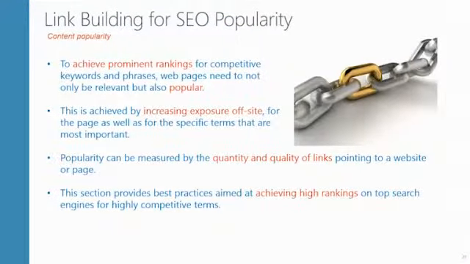So in order to achieve some prominent rankings for competitive keywords, it needs to not only be relevant, but also be popular. So more and more in terms of the search algorithm, they're looking for, is your content shared on social channels? Are there multiple sites actually linking to your site? So that actually indicates the popularity of your content in your site.